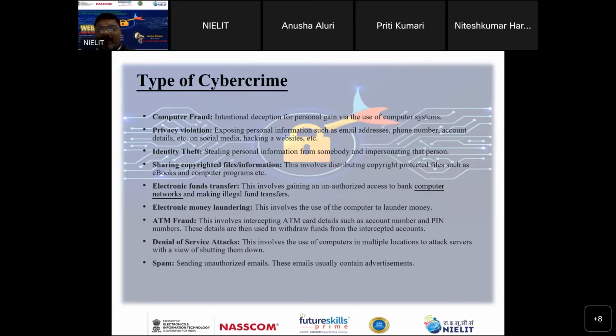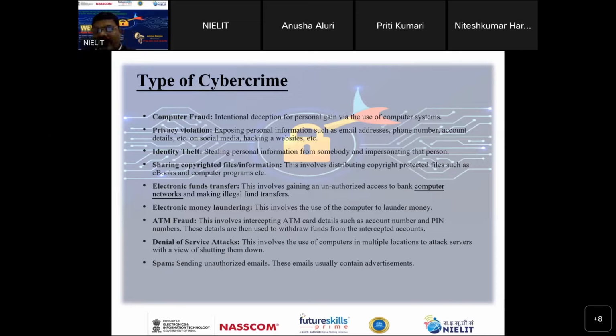Sharing copyrighted files. Nowadays, piracy is a very important crime. We see that when a movie is released, we find it on the internet with the help of torrents and so on. These are also a type of crime. Electronic fund transfer, banking fraud, involves gaining unauthorized access to a bank account or a bank computer network and making illegal fund transfers. Electronic money laundering. ATM fraud involves intercepting ATM card details such as account number and PIN number. These details are then used to withdraw funds from the victim's account.